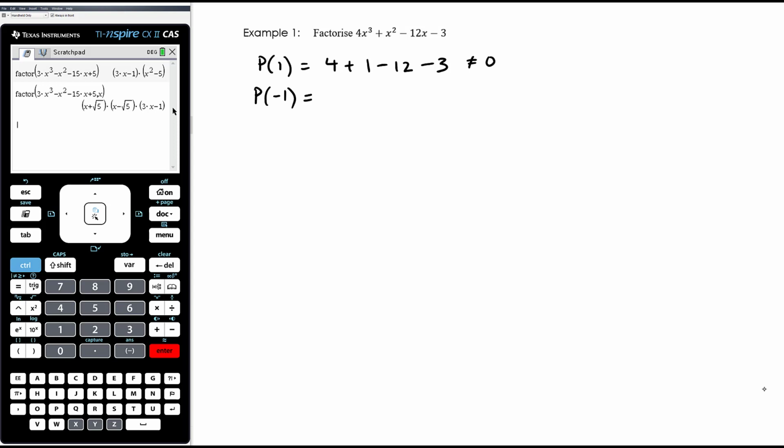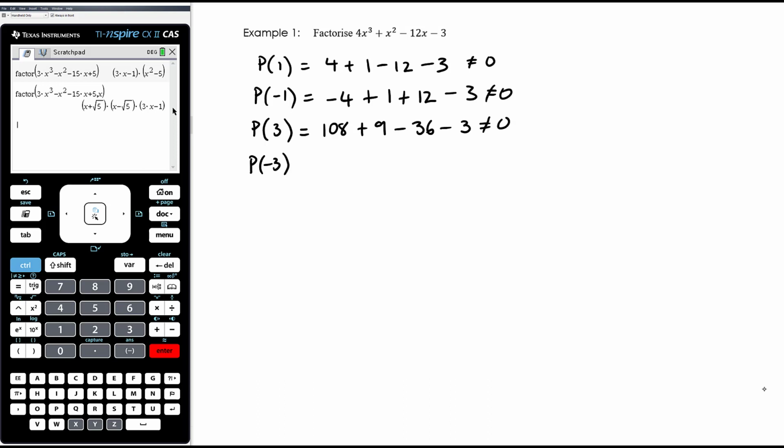P of negative 1, what would change is that the cubed term would become negative, the squared term would stay positive, the x term is going to become positive, and the constant stays negative. So it's still negative 7 and positive 13, so that's not 0. P of 3, 3 cubed is 27, and 27 times 4, 20 times 4 is 80, and 7 times 4 is 28, so it's going to be 108, plus 9 minus 3 times 12, which is 36, and minus 3. Again, those negatives don't balance out those positives to make 0.